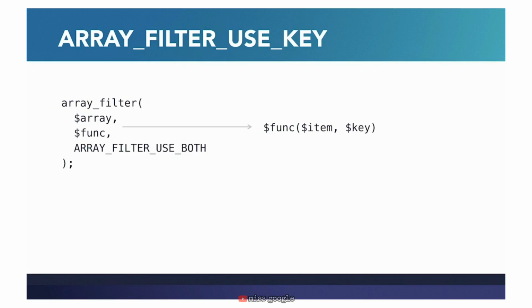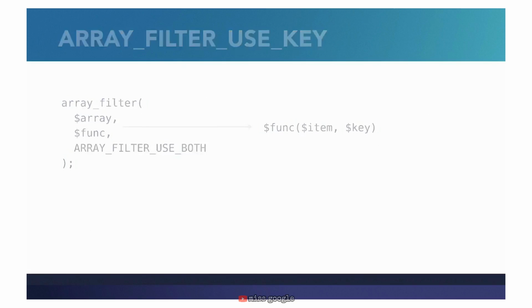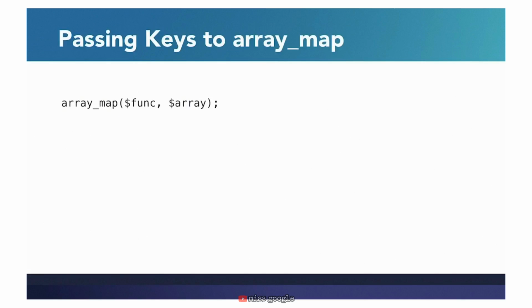This would mean that the filter function we pass would have two arguments instead of one, the element itself and the key of each element. So that's how we access keys in array filter. With array map, it's a little different. This has to do with how array map is set up.